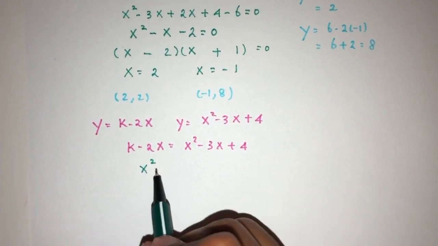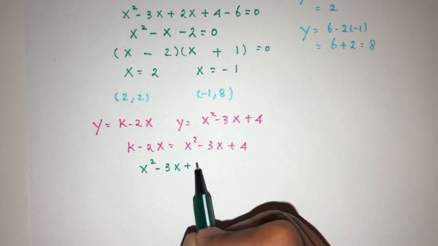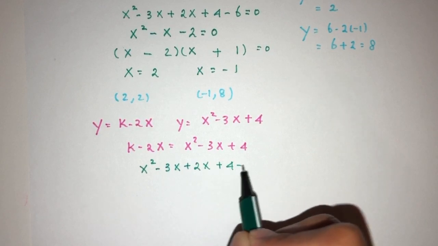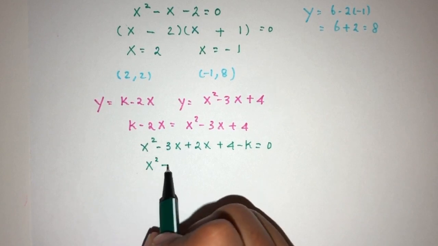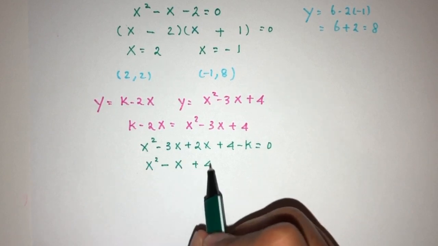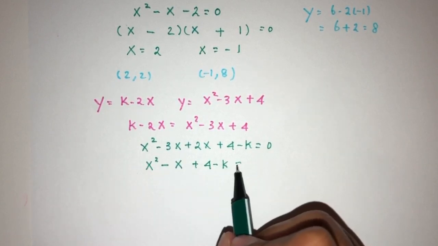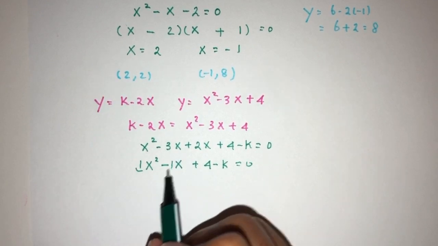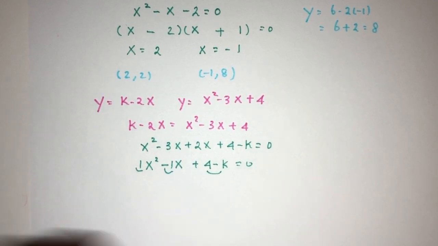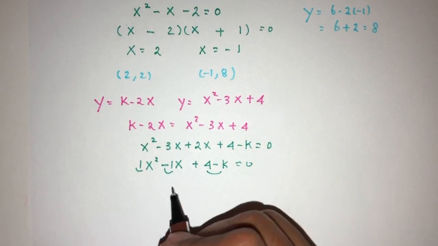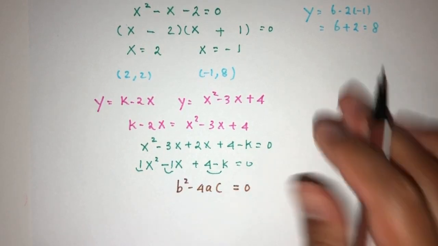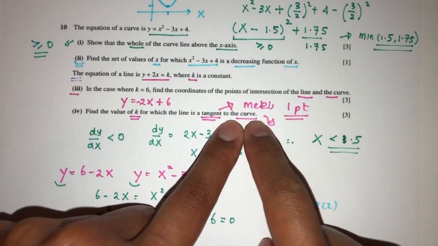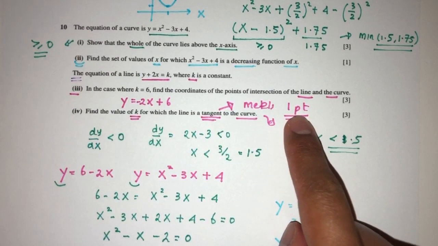x squared minus 3x plus 2x plus 4 minus k has to be 0. Now we have x squared minus x plus 4 minus k. Now this is the value of a, b, and c. Because it is a tangent to the curve, we realize that b squared minus 4ac has to be 0. Again, this indicates that it meets the curve at only one point, which means it has only one solution.